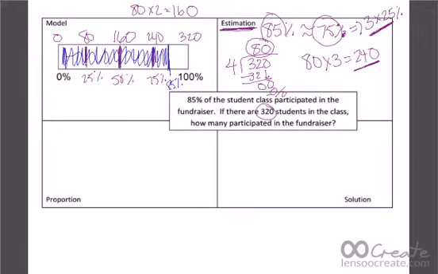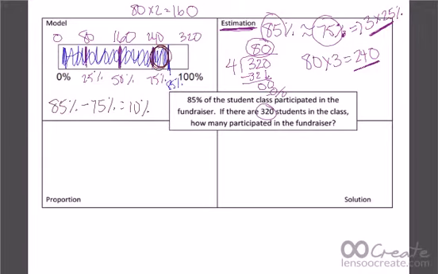Okay, so I know 75% is 240. Well, when I look at it, let's pick another color. This piece right here. Okay, 85% minus 75%. That's equal to 10%. Could I find what 10% is of 320 so I could add it to 240? I think I could. Okay.